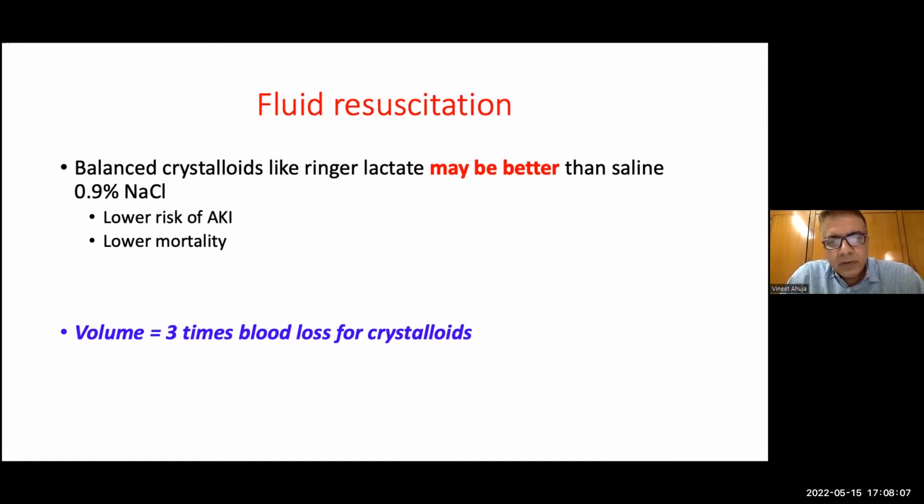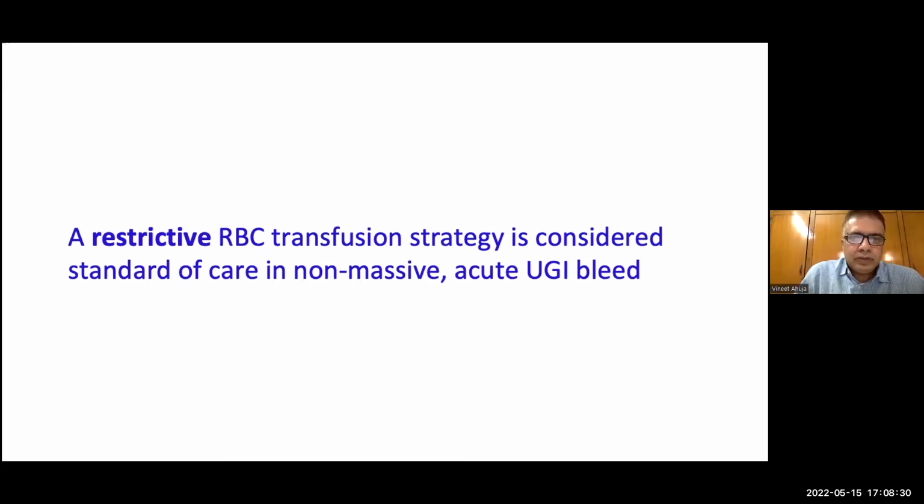How much volume would you like to give? For crystalloid, the replacement volume would be 3 times the blood loss. For colloid, it is equal to the amount of blood loss. But as I told you, colloids are expensive, not easily available. Crystalloids are easily available. So 3 times the blood loss would be the volume to be replenished with the help of crystalloids.